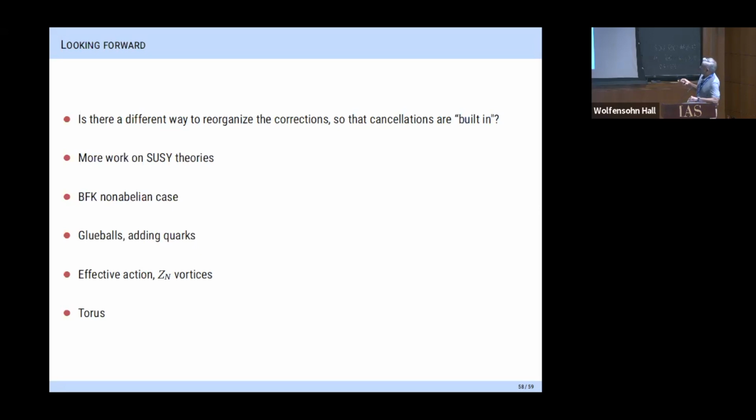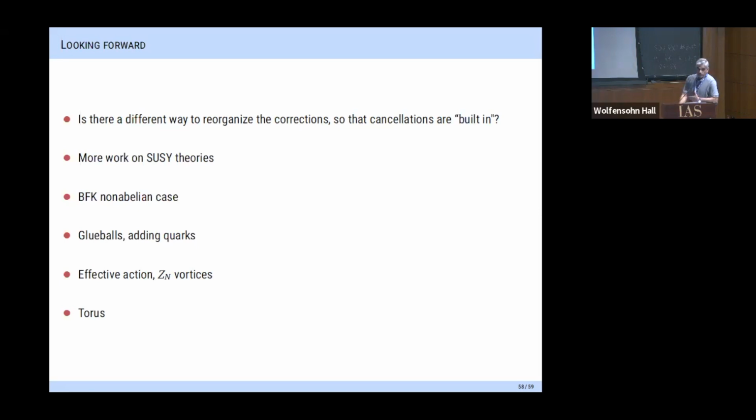Crucial, of course, is how the corrections come into the picture, and whether there is some way to reorganize that. There is clearly more work that one can do on supersymmetric theories. The non-abelian BFK theorem, even in the mathematics literature, has not been really worked out in detail. It would be nice to see what it is, because we now have a way to look at it. Adding quarks, glueballs, things like that.